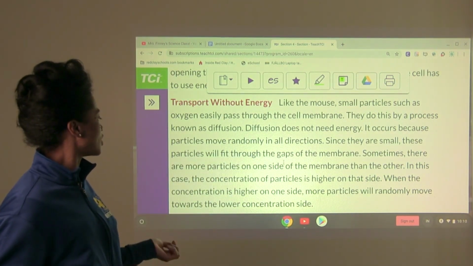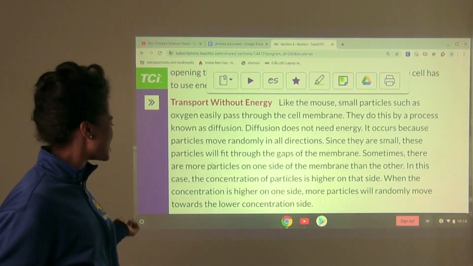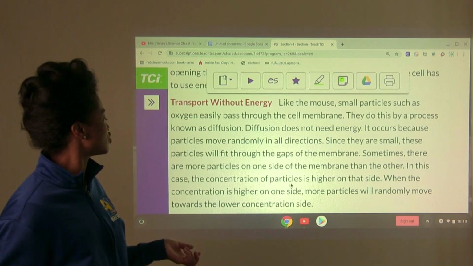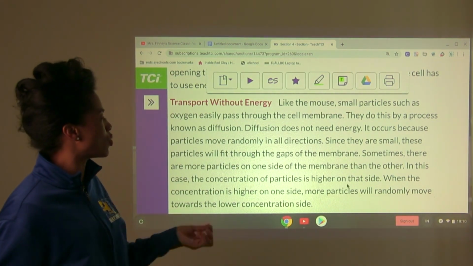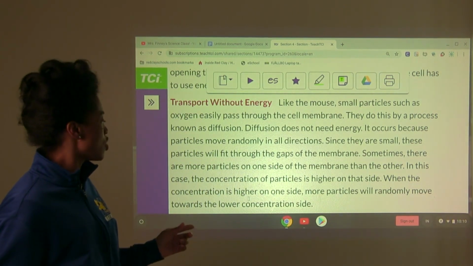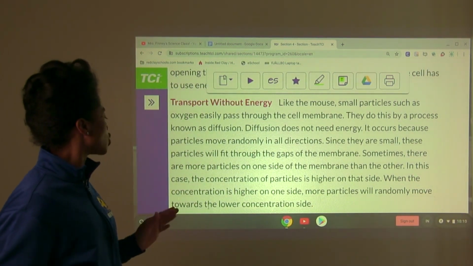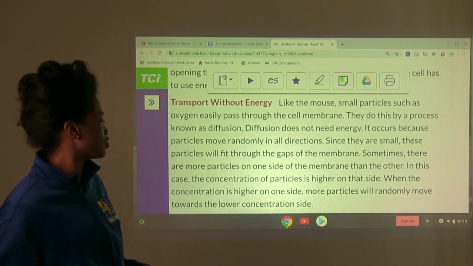Sometimes there are more particles on one side of the membrane than the other. In this case, the concentration of particles is higher on that side. When the concentration is higher on one side, more particles will randomly move towards the lower concentration side.